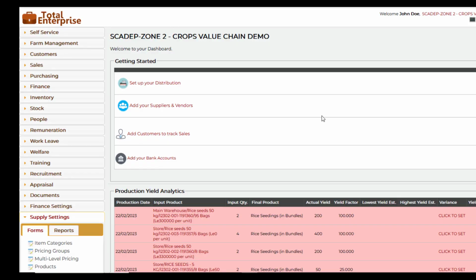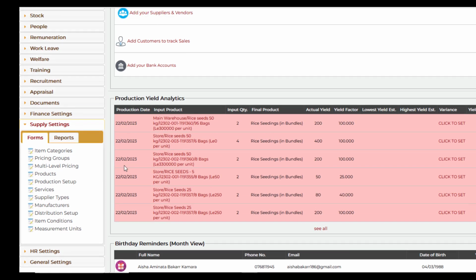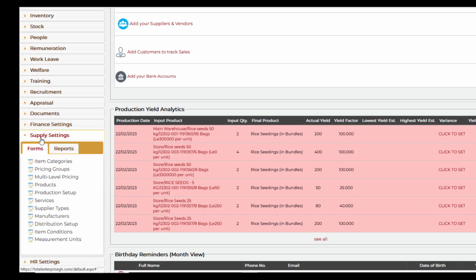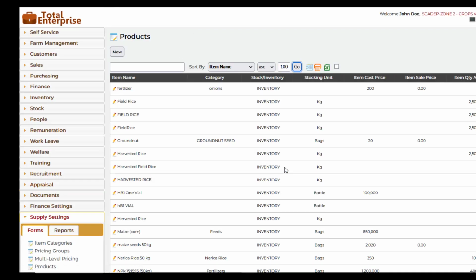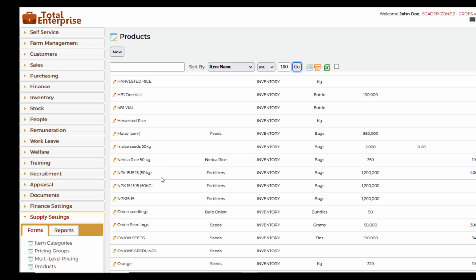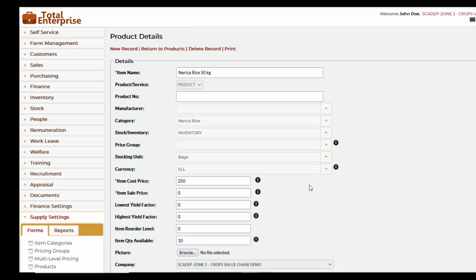Here is the TotalEnterprise dashboard, and when you go to supply settings, you can expand the supply settings menu, and there's a products page, so we can open the products page or the products form. Here I have some items that have been added already for demonstration purposes. We can look at one of them. Let's say we look at this item, Nerica rice, 50 kg.